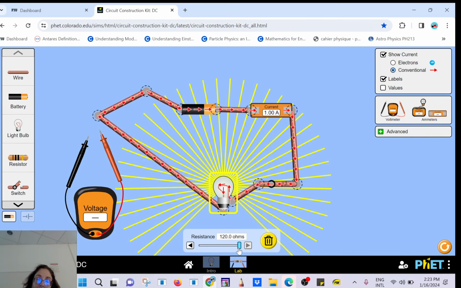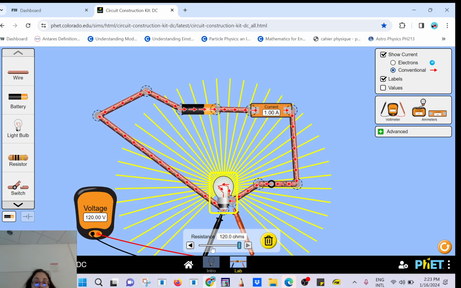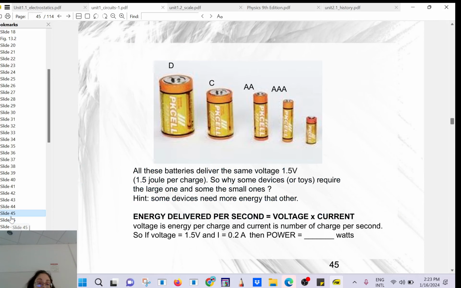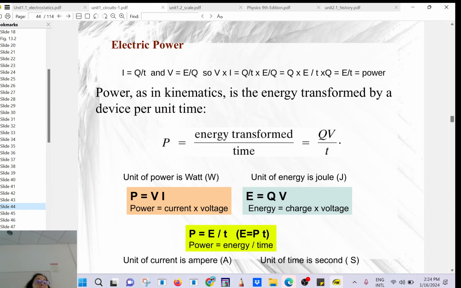So for example, let's take this one. 120 ohms. What's going to be the power? What's the wattage? Let's review. What's going to be the energy? Do you remember the equation for energy? Let's go back to the equation. How did we define power? Energy consumed per second. It's going to be V, voltage, times current.